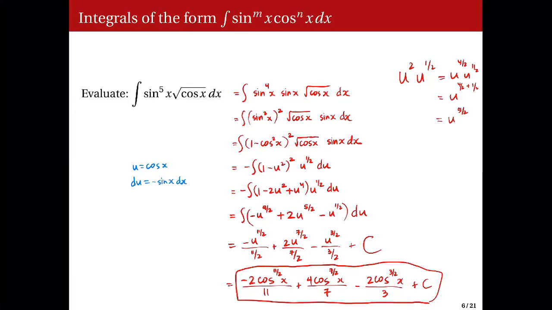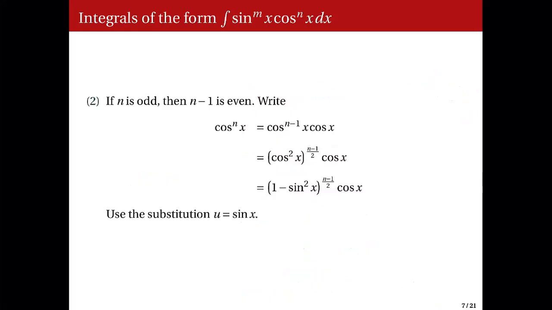So again, this is the case when m is odd. The power of sine is odd. Now, what if we have the power of cosine? If n is odd, then you have n minus 1 even. So this time, instead of working on sine, you work on cosine. Same process.